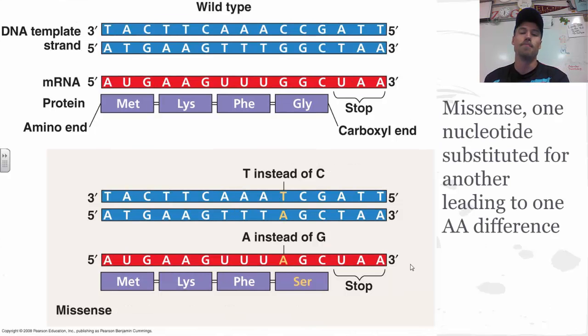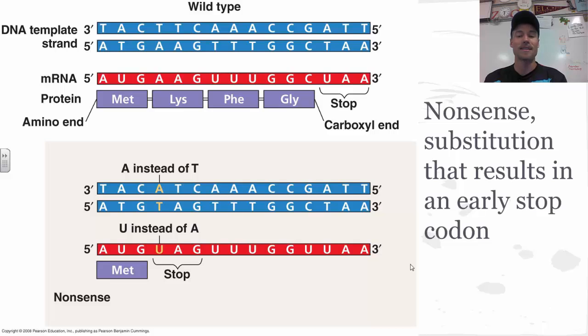Now we can have a missense mutation, an example of which is a substitution where one letter is substituted for another, and that leads to a single amino acid difference. So we now have a new protein that has been produced. We also have nonsense mutations. We can have a substitution that will result in an early stop codon, and so essentially no protein is produced. We call that a nonsense mutation.